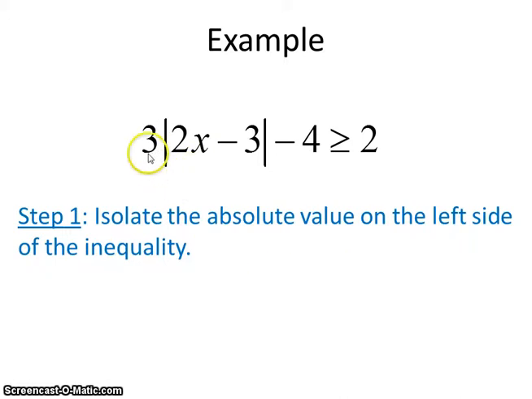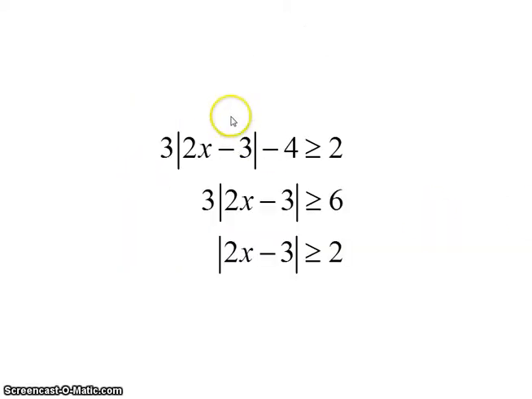So here's our example. 3 times the absolute value of 2x minus 3 minus 4 is greater than or equal to 2. Our first step is to just have the absolute value part isolated by itself on the left side of this inequality. So we need to get rid of this minus 4, we need to get rid of this 3, but that's easily done. We just use our normal techniques of solving equations or inequalities.